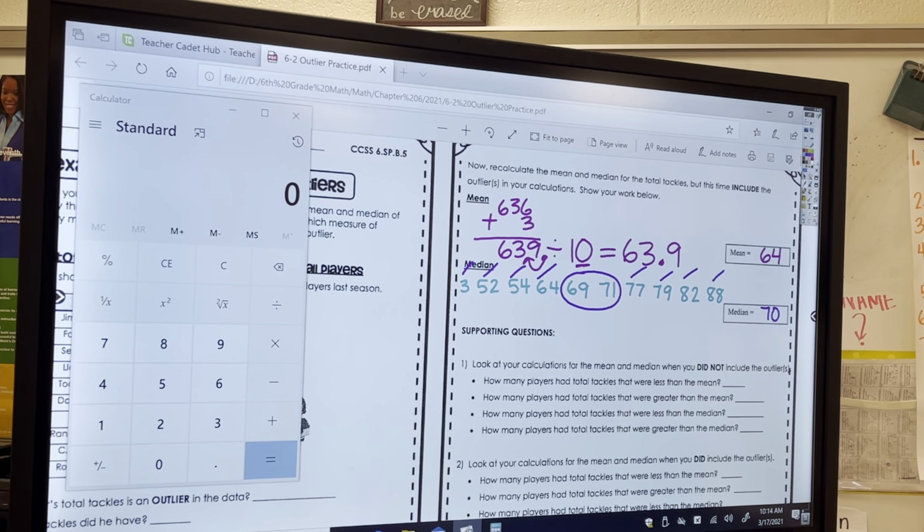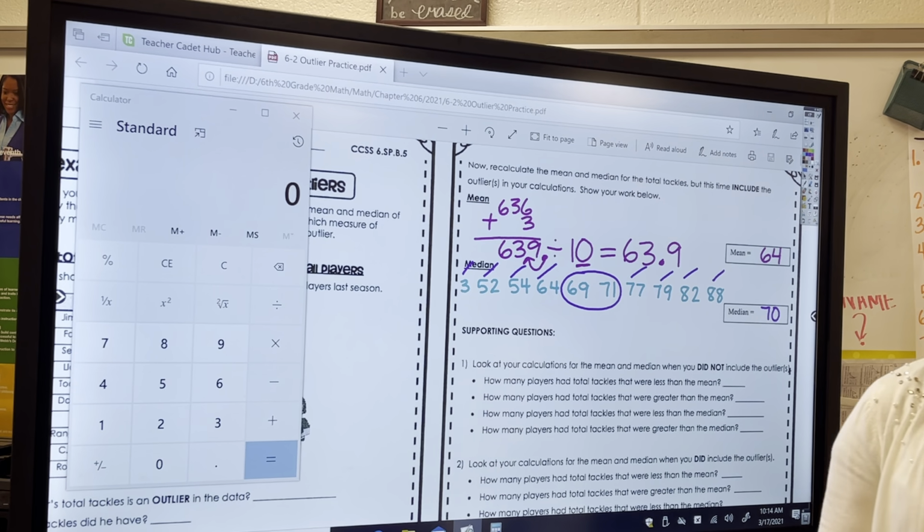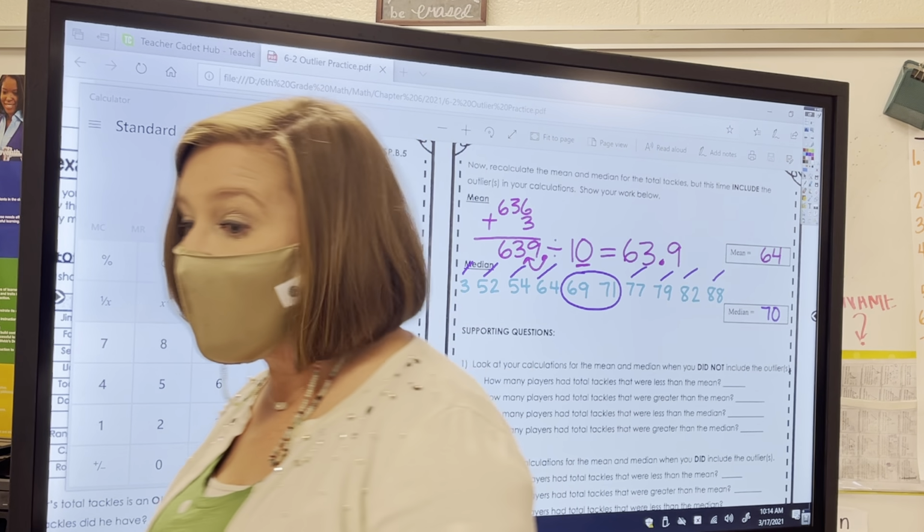What did our mean and median change? So let's look down here. Look at your calculations for mean and median when you did not include the outlier. How many players had total tackles that were less than the mean, greater than the mean, less than the median, and greater than the median? I want you to answer those 4 questions and stop.